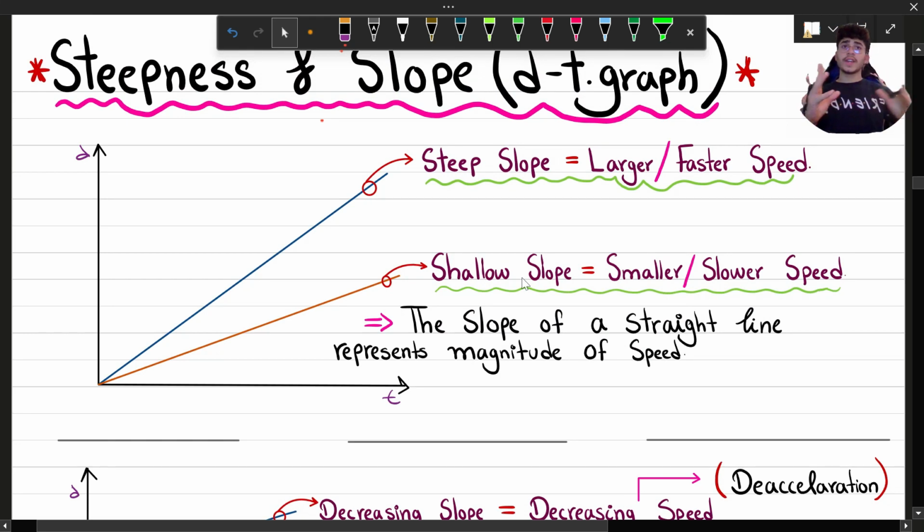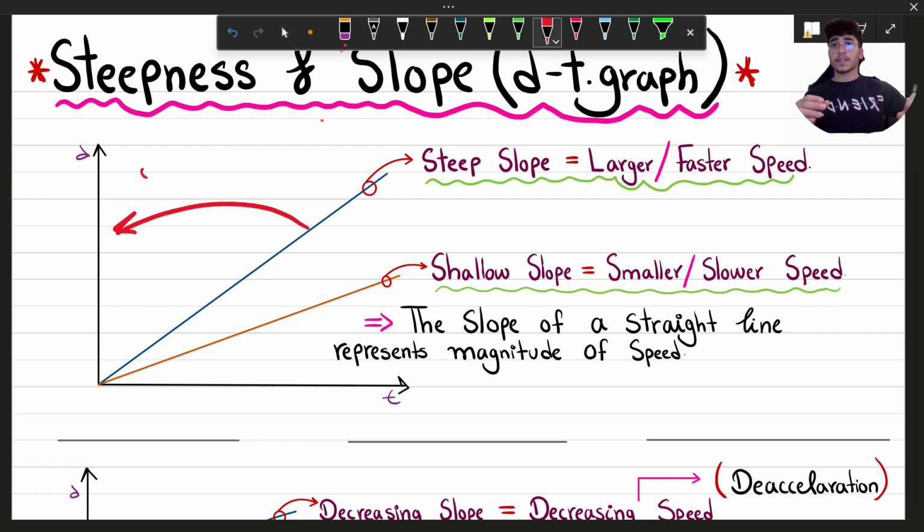Now, how to differentiate the steepness of the slope. A steeper slope means a larger and faster speed. Steeper slope is a slope or line closer to the y-axis. Shallow slope is smaller or slower speed. This one is the slope or line that's closer to the x-axis.